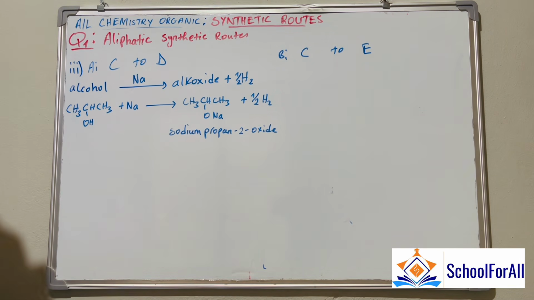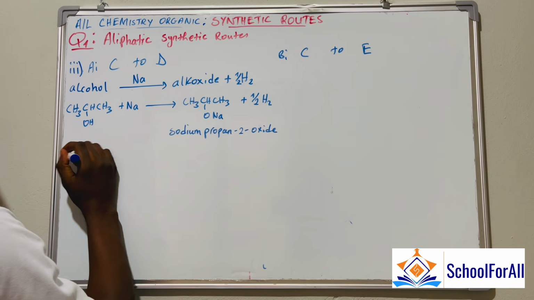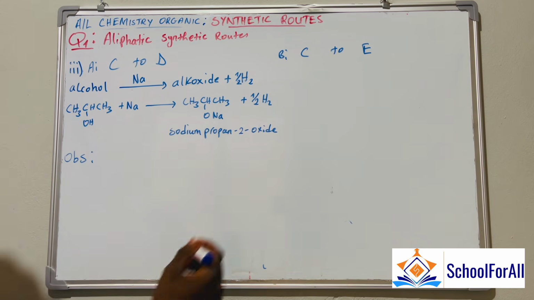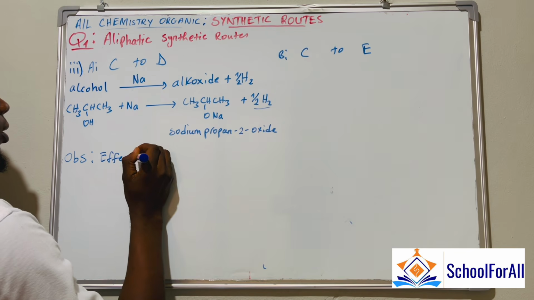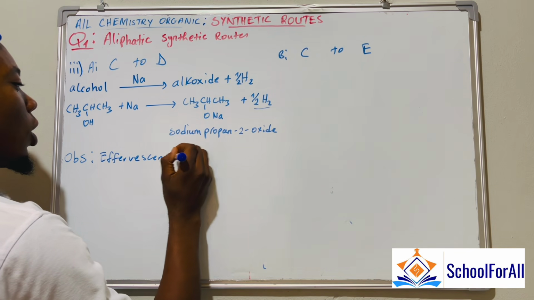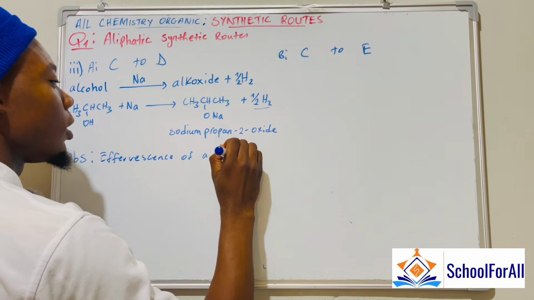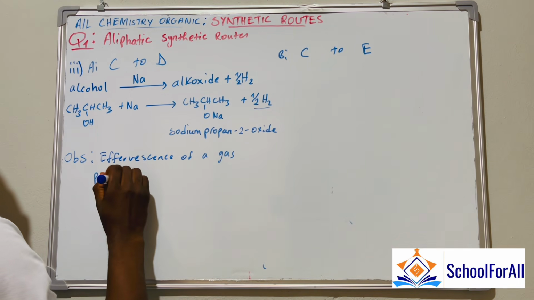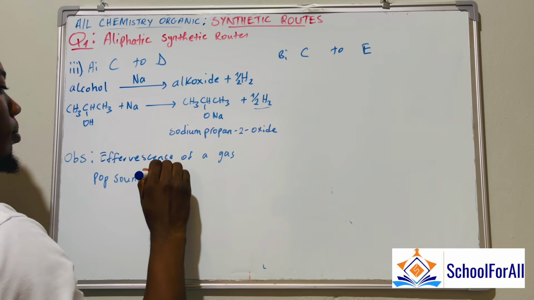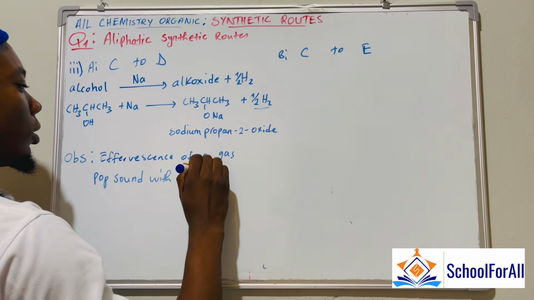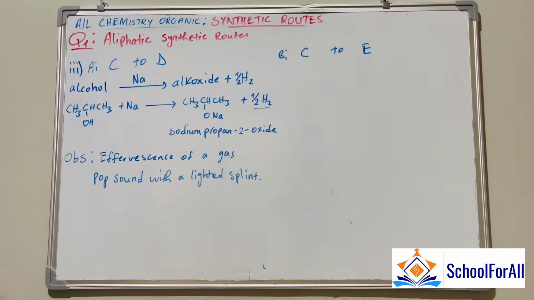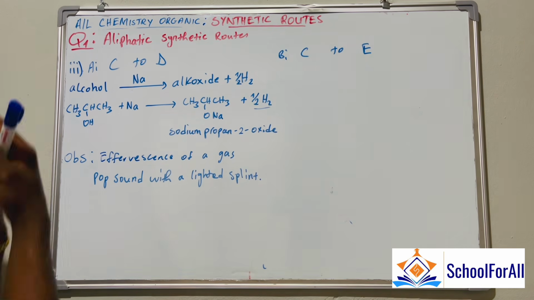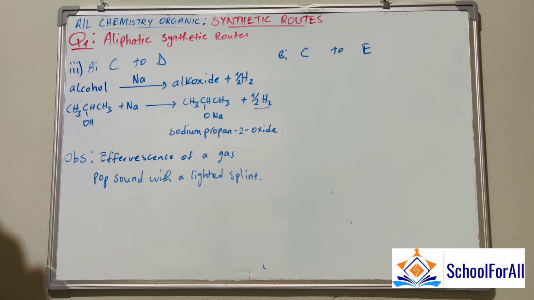But now, what is the observation we generally see here? It's all about hydrogen. So there will be effervescence, or a gas will be produced that gives a pop sound with a lighted splint. That is the test of hydrogen, from ordinary level. So here we are going to test for the gas that is evolved, and this is a physical test which occurs in the conversion of C to D.